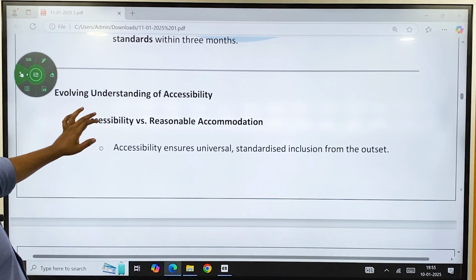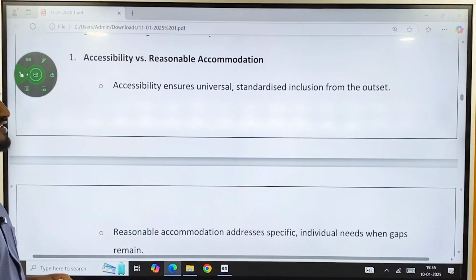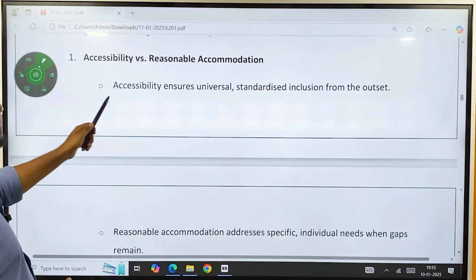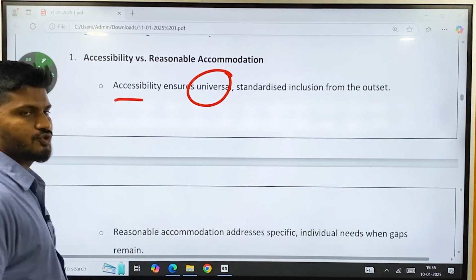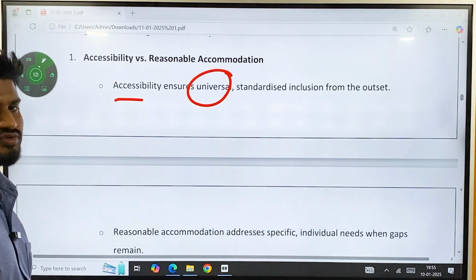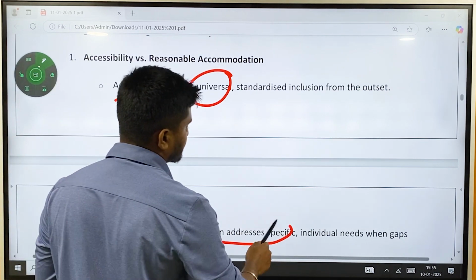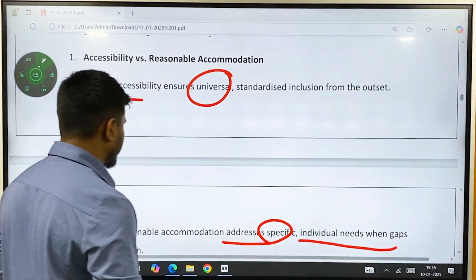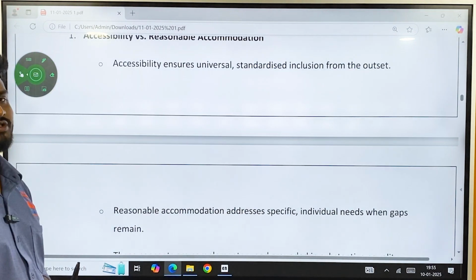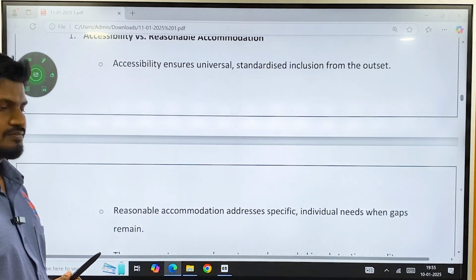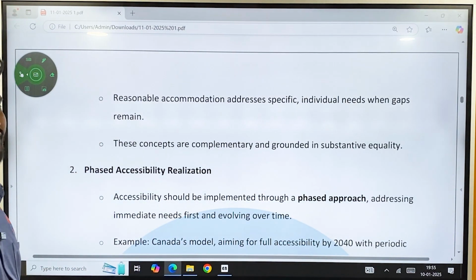The Supreme Court also talked about the evolving understanding of accessibility and the debate between accessibility and reasonable accommodation. So what is accessibility? It is based on a universal formula. It ensures universal standardized inclusion from the outset, whereas reasonable accommodation addresses specific individual needs where gaps remain. The court said that both accessibility and reasonable accommodation should be met for persons with disabilities. These concepts are complementary and are grounded in substantive equality.